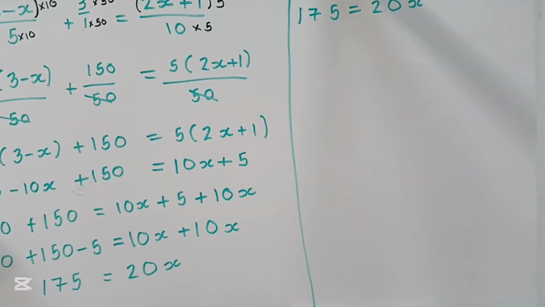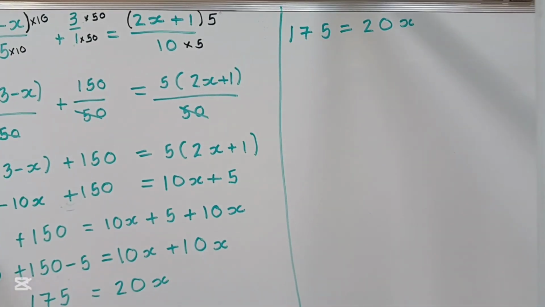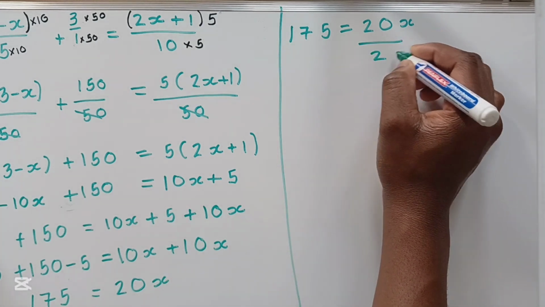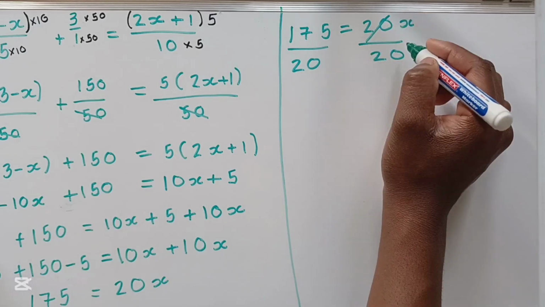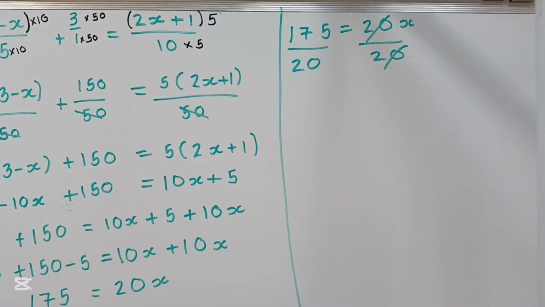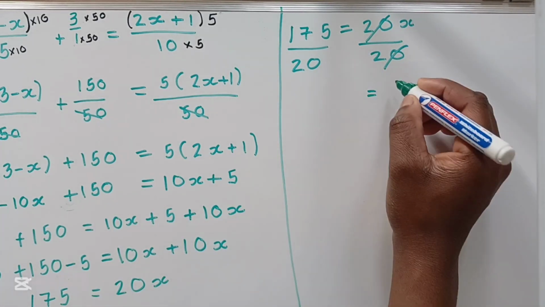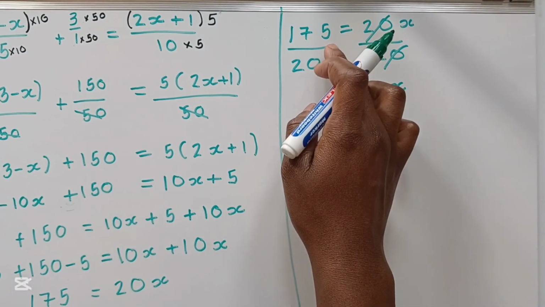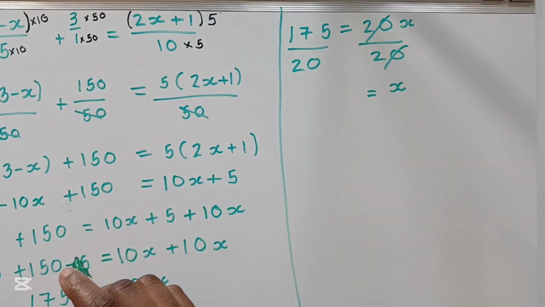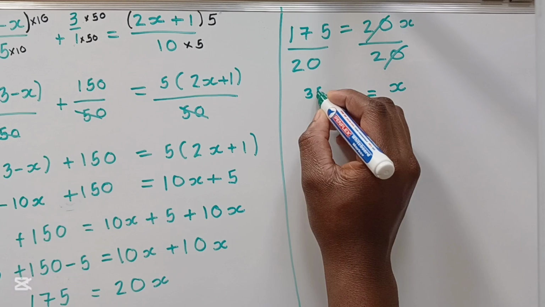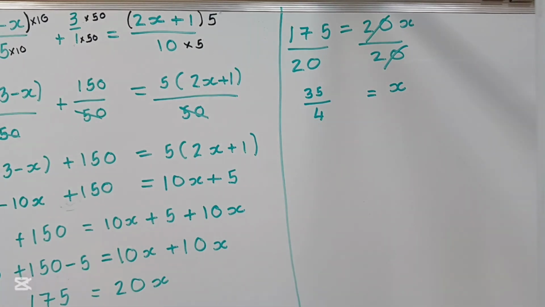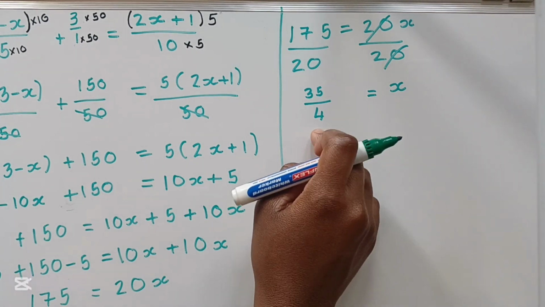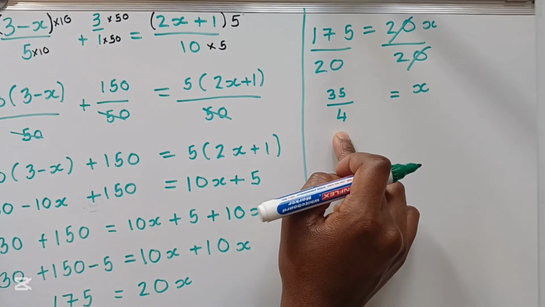So the next step is to divide both sides by 20. These two will cancel out. Then you get x. 175 divided by 20, you get 35 over 4.